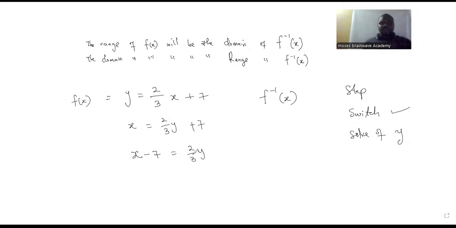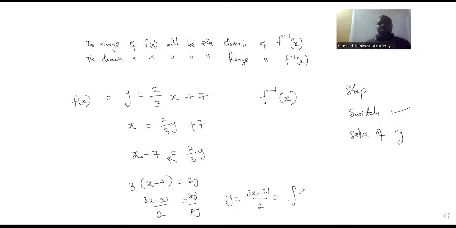So what am I going to get next? I'm going to get x minus 7, right? This is going to be multiplying 3 because I'm going to cross multiply. Then automatically my 2 is going to be here, 2y. So if I divide both sides by 2, I'm going to be getting 3x minus 21 over 2, and this is canceling out. So my y is now equal to 3x minus 21 upon 2.